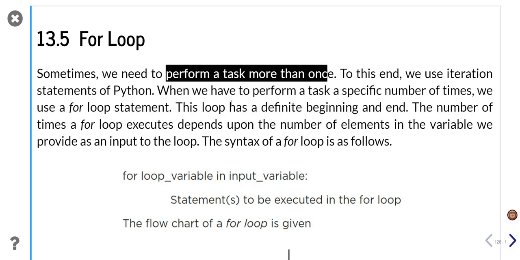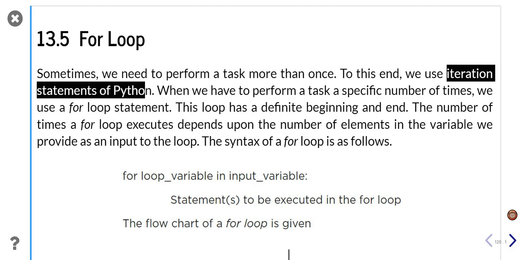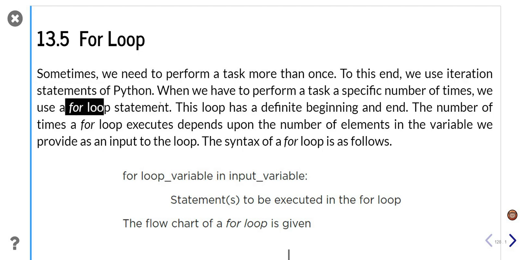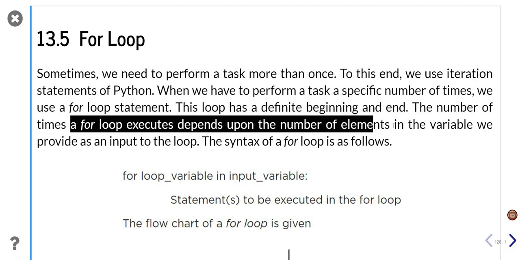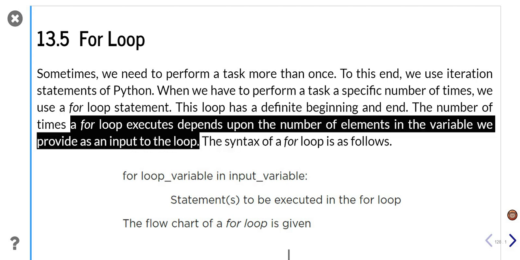So we have used iteration statements of Python, but when we actually want to perform a specific number of times, we can use the for loop statement. This for loop has a definite beginning and an end. The number of times a for loop executes depends on the number of elements in the variable that we provide as an input. So this is the syntax for the for loop. You define the for loop variable in the input variable, and then give a colon, then give the statement.